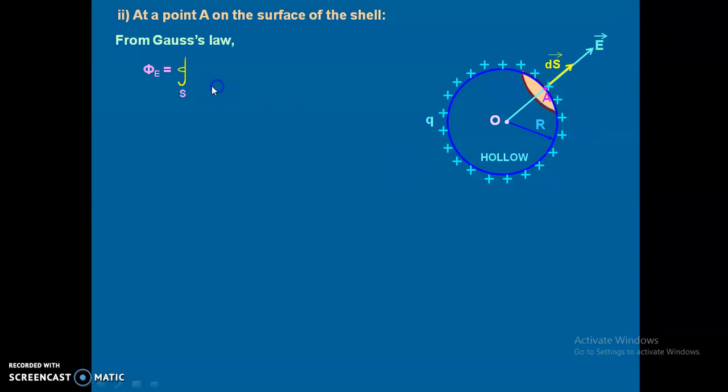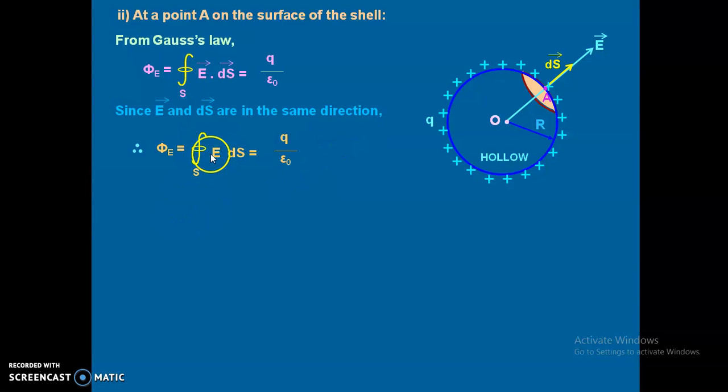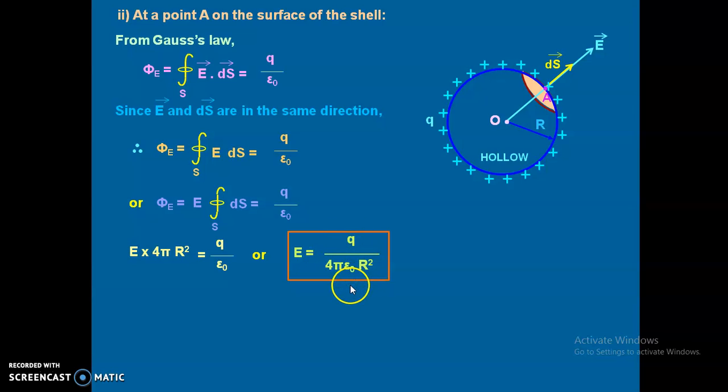So from Gauss law we can write this expression as we have written in the last slide. And again we have that situation that E and ds both are acting in the same direction, so 0 degree angle. So we can write integration E ds is equal to q upon epsilon naught, or E integration over the whole surface ds equal to q upon epsilon naught. This time ds will be integrated for this spherical shell, so this radius we will use. So now E into 4 pi capital R square is equal to q upon epsilon naught, or we can write E is equal to q upon 4 pi epsilon naught capital R square.